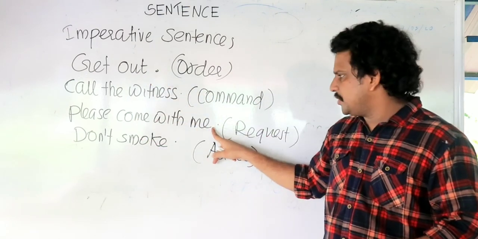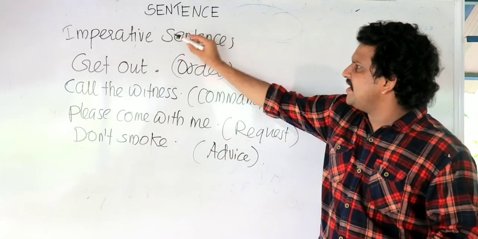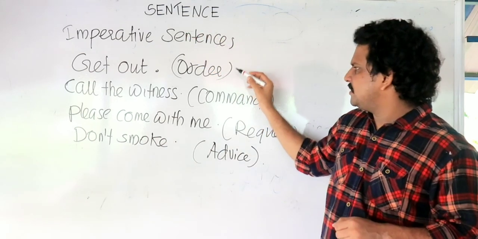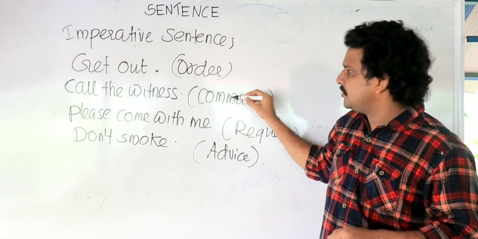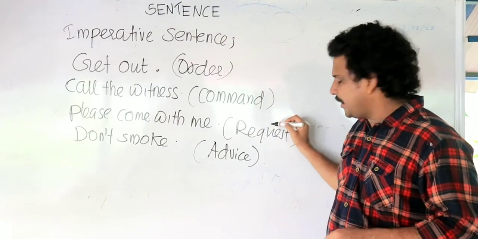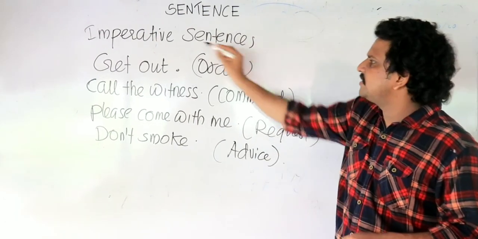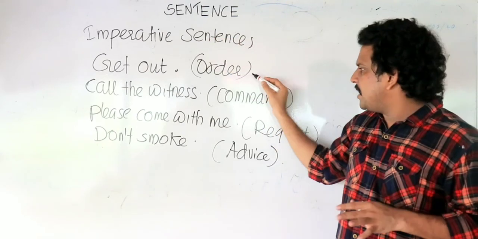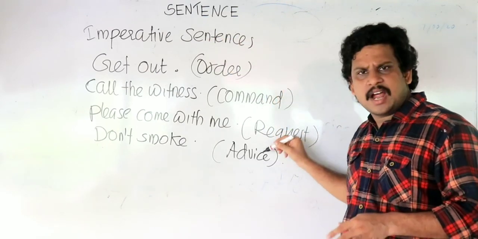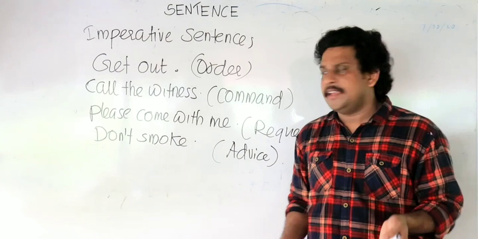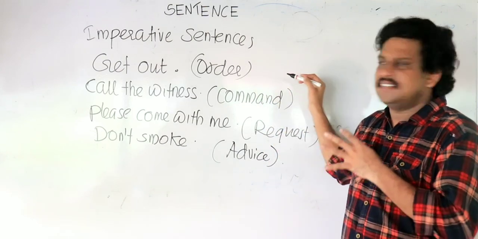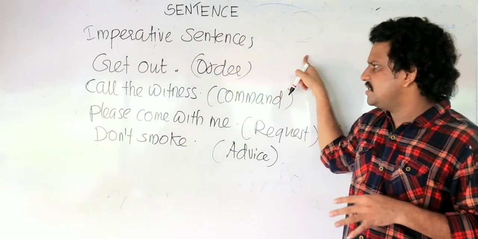Please come with me, full stop. Don't smoke. A sentence which expresses a command or an order or a request or an advice is called an imperative sentence. Command, order, request, advice, threat, warning, all these types of sentences are called imperative sentences.